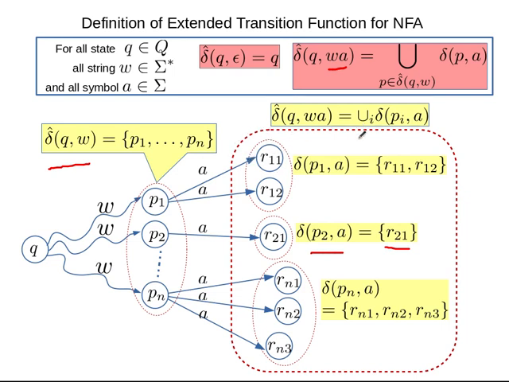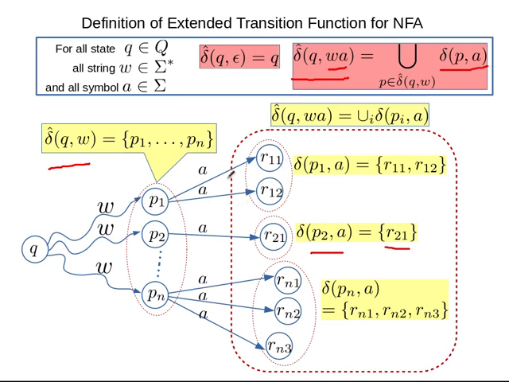Now if you take the union of all these sets, this big union gives you the set of all states that you can reach after processing WA, right? On WA you have all these paths. Starting from Q, if you process WA, you can reach all these states, and these are precisely the states that you can reach. So this will be the union of all these delta of P and A, where P comes from this set.